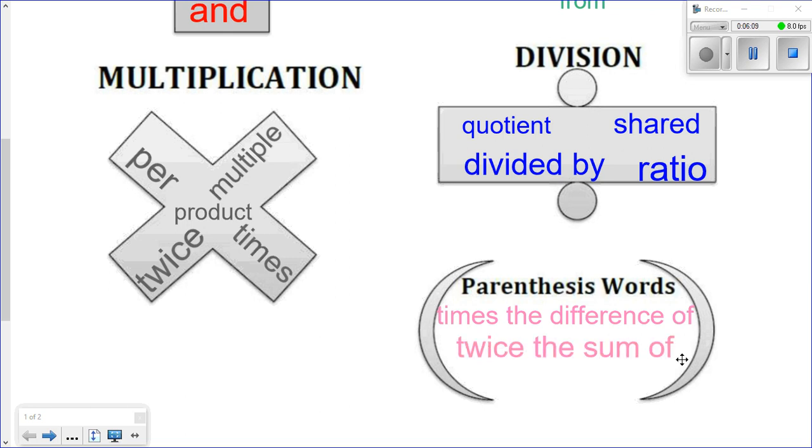Twice the sum of. Again, sum is a number you get when you do addition, so it's a result, meaning you have to do this addition first, and then you can multiply it by 2.